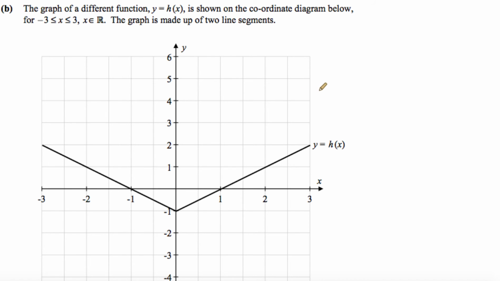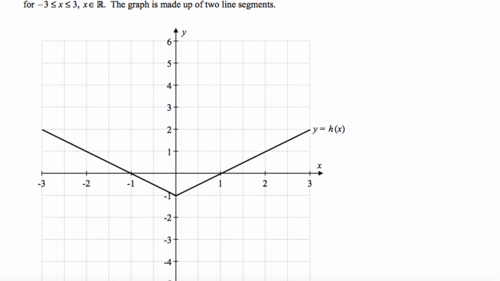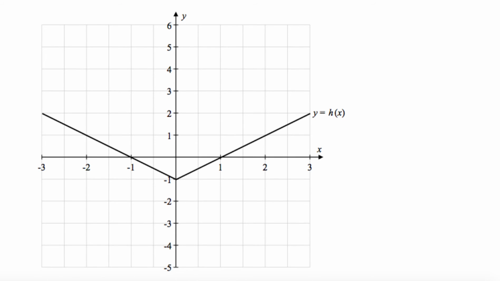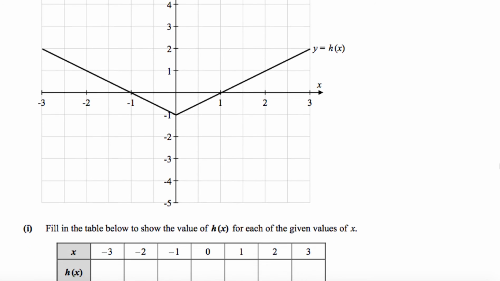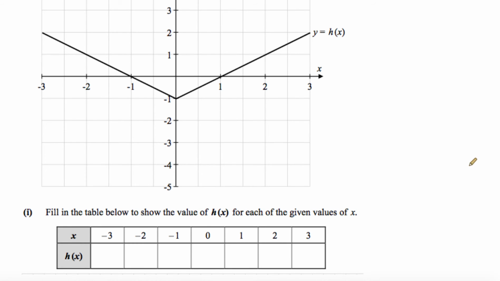So part B says the graph of a different function, y is equal to h of x, is shown on the coordinate diagram below, for x being in the domain minus 3 to 3 inclusive, where x is a real number. The graph is made up of two line segments again. So we can see the graph here. There it is, y is equal to h of x. And we are asked, fill in the table below to show the value of h of x for each of the given values of x.